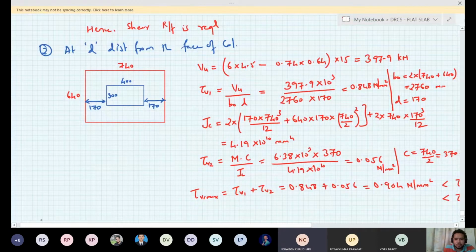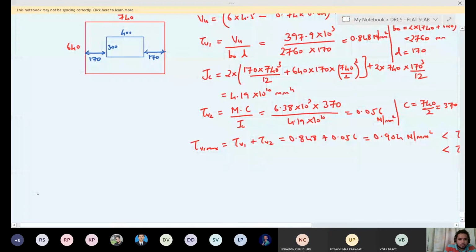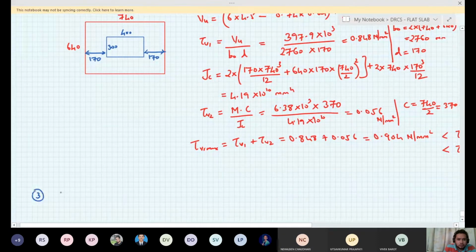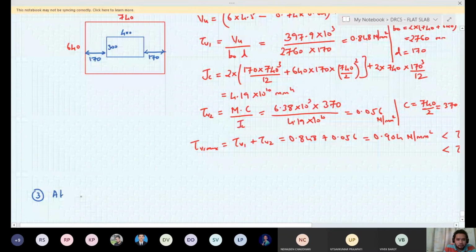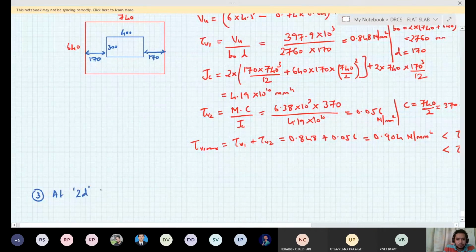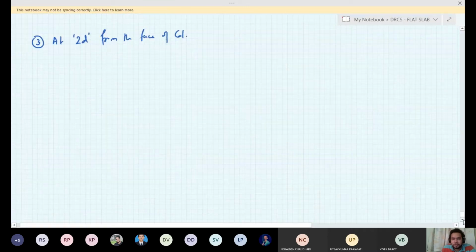Let us say at 2d from the face of column. So let us again draw the critical section.